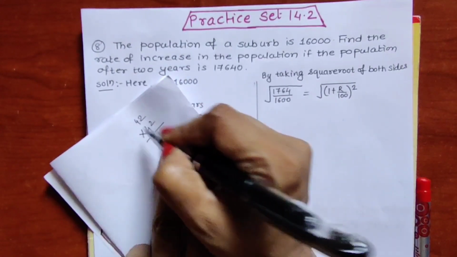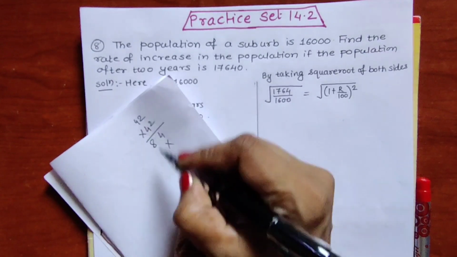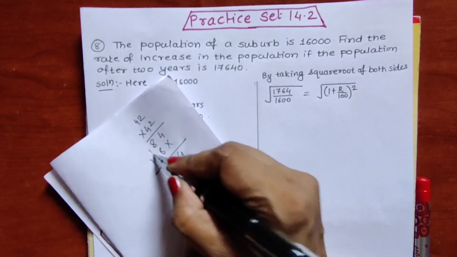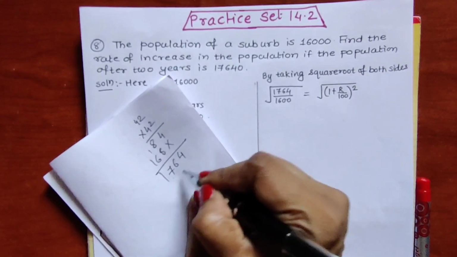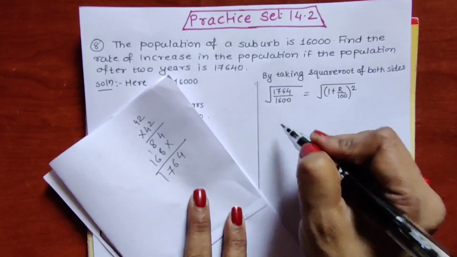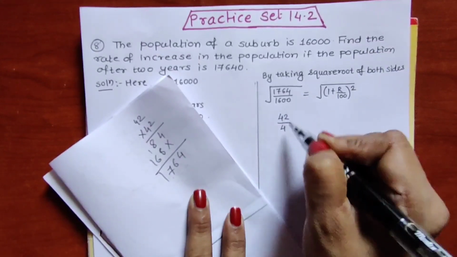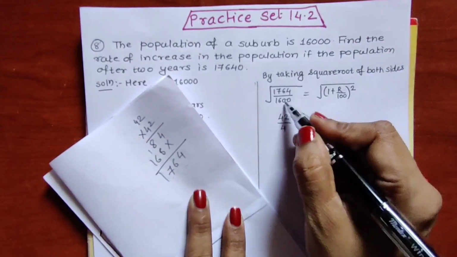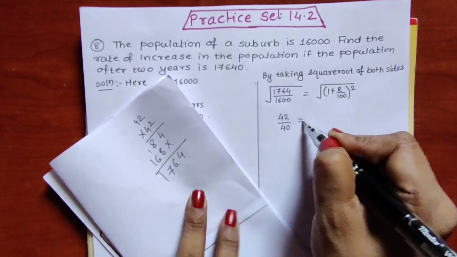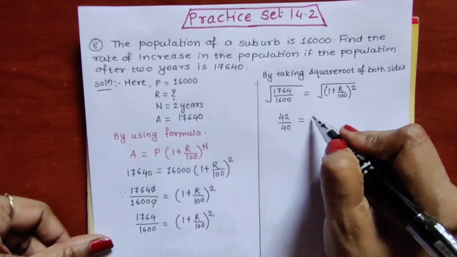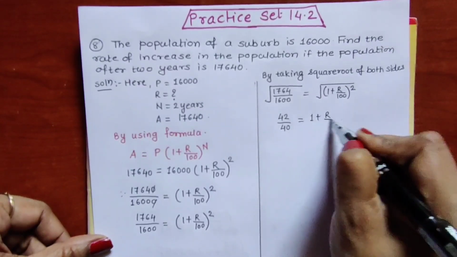2 2s are 4, 2 4s are 8, 4 2s are 8, 4 4s are 16, 8 plus 8 is 16, 1 carrying, 6 plus 1 is 7, 1764. That means 1764 is the square of 42, and 1600 we all know it is the square of 40, because 16 is the square of 4, and instead of 2 zeros we put 1 zero. On the right hand side the square and square root cancel each other. We will get 1 plus r upon 100.